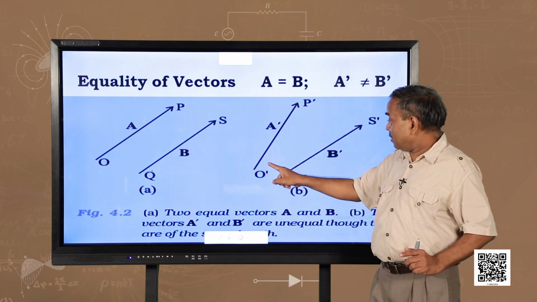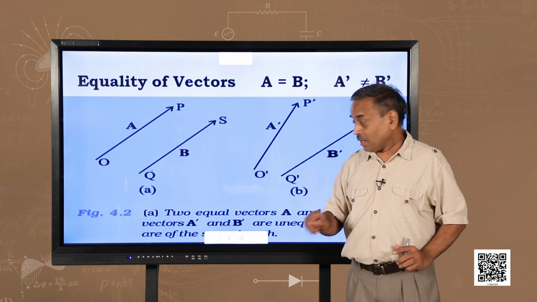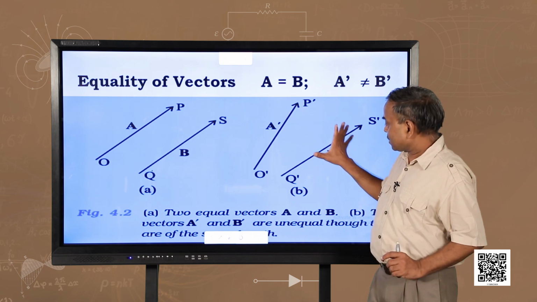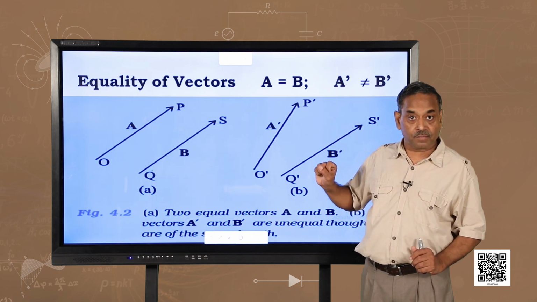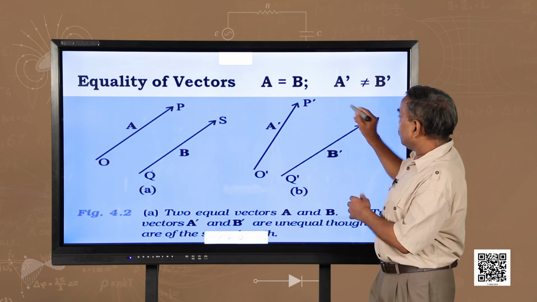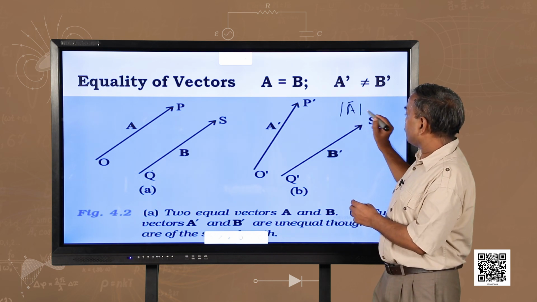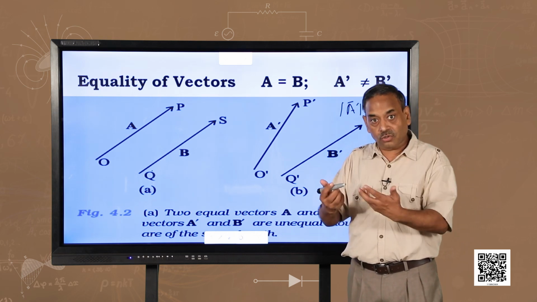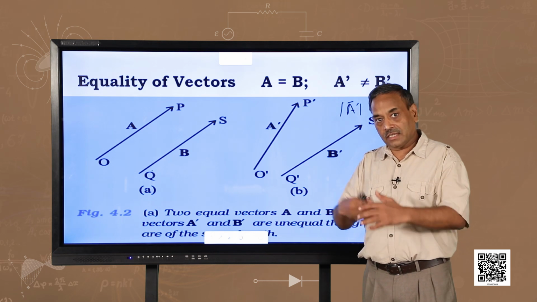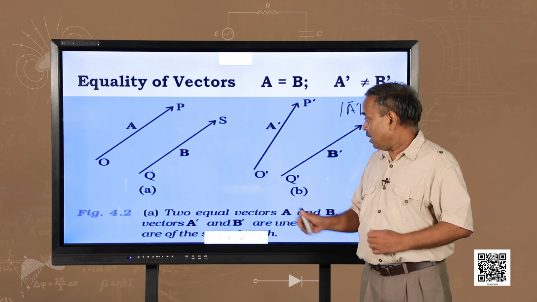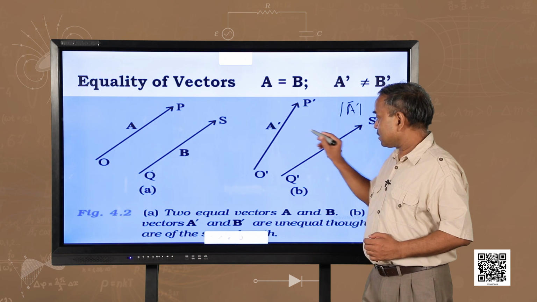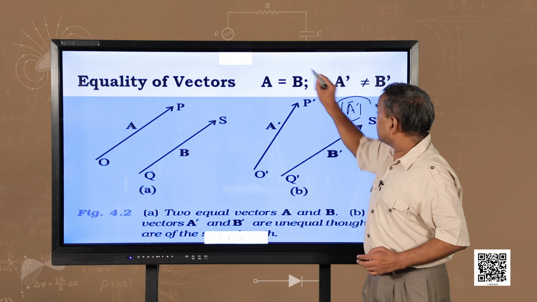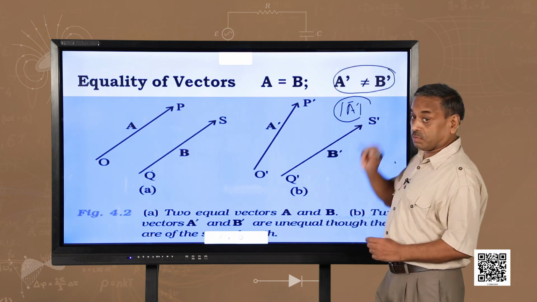Now, look at this, A dash and B dash. Contrary to it, initial positions are different, final positions are also different, their magnitudes are the same. The magnitude of A dash, how do we write it? Modulus of A dash. This is how we write the modulus or the magnitude of a vector. You know it, we did it in the last episode. Though here the two vectors have the same magnitude, since their directions are different, A dash is not equal to B dash.